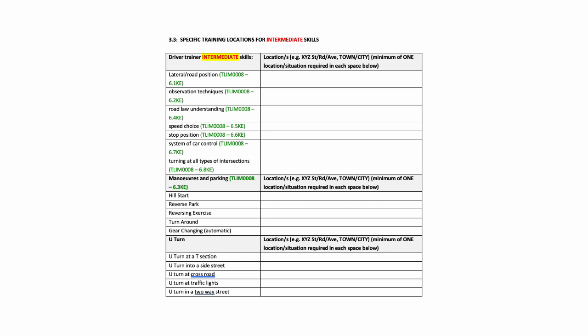Speed choice area, stop position, system of car control, and turning at all types of intersections. Then we've got below that the maneuvers and parking, so an area where you could do a hill start, a reverse park, reversing exercise, turn around, gear changing for automatics. Then we've got the various types of U-turns. So again, go through and see if you can find at least one location for each of those.